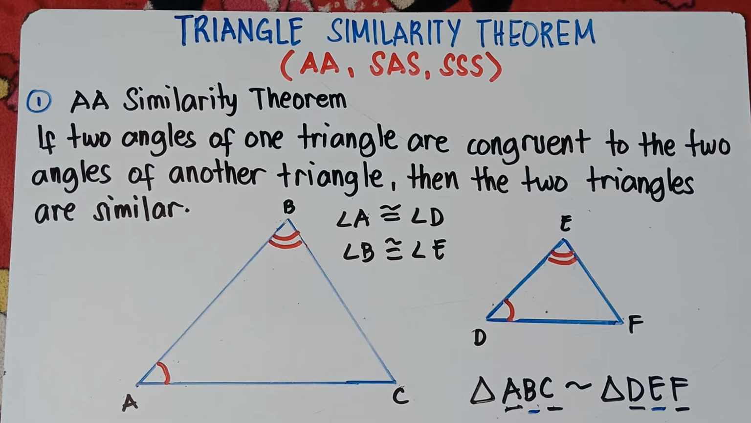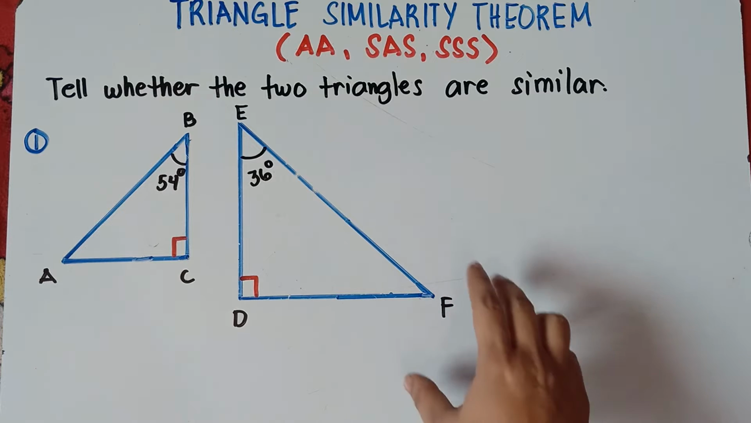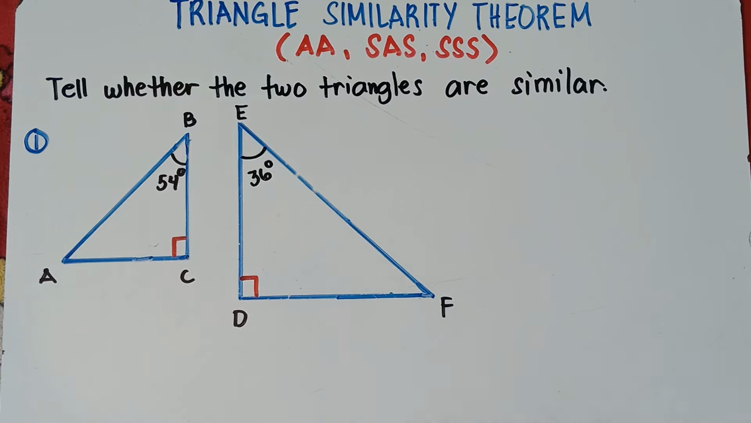So let's give an example for the AA similarity theorem. Let's have two examples, class, and you determine if the two triangles are similar. Tell whether the two triangles are similar. Once again, class, I will give you two examples for every similarity so that you will really understand triangle similarity theorems.